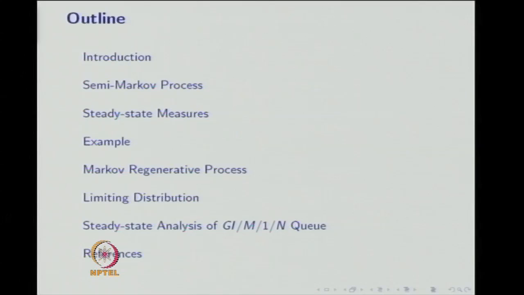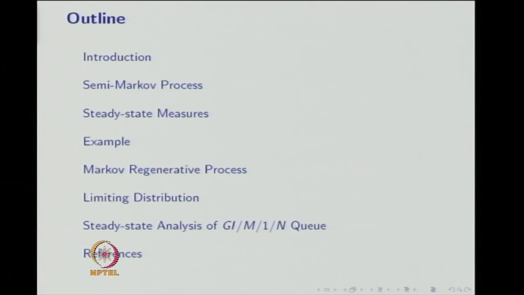In this lecture, I am going to cover the Markov Renewal process, or semi-Markov process, the definition and its properties. Followed by the definition and the properties, I am going to discuss the steady state measures, and I am going to discuss one simple example for the semi-Markov process.